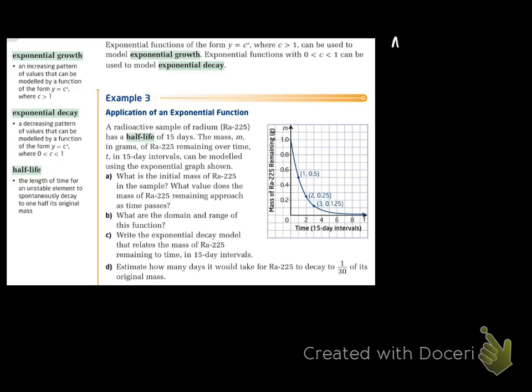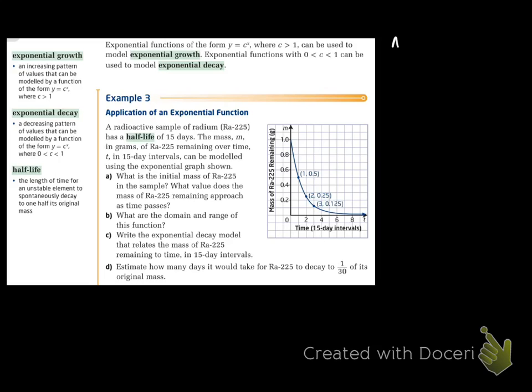Okay, here we are in example 3. Exponential functions in the form of y = c^x, where c is greater than 1, can be used to model exponential growth. Exponential functions with 0 less than c less than 1 can be used to model exponential decay. Here we have an application of exponential functions. We have a radioactive sample of radium-225. It has a half-life of 15 days. That means the mass in grams remaining over time, t, in 15-day intervals can be modeled using the exponential graph shown.